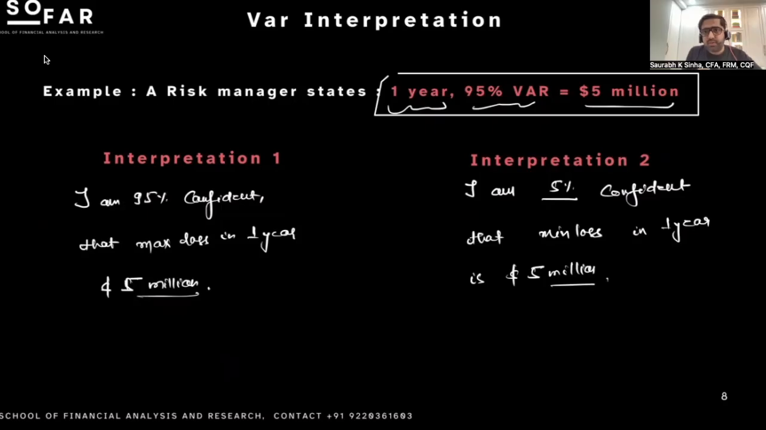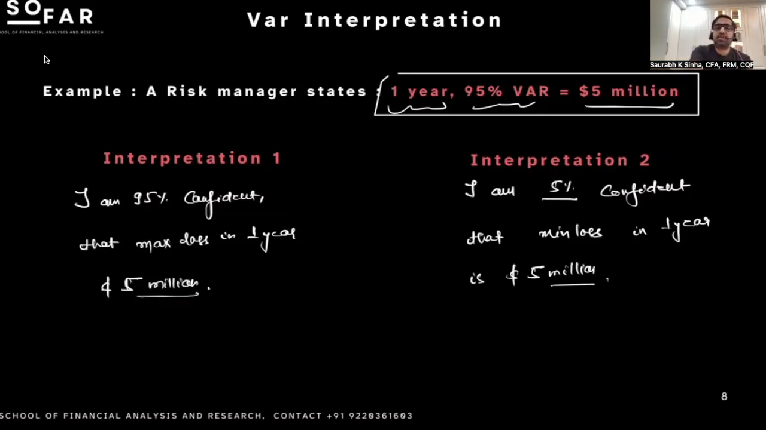I'm trying to develop the intuition. Mathematically, we'll see that and you will understand. But first try to develop the intuition. If I'm saying I'm 95% confident that the maximum loss in 1 year is $5 million, then what about the rest 5%? Oh, in the rest 5%, there is a possibility that the losses may exceed $5 million. So I am 5% confident that the minimum loss in 1 year is $5 million. So I'm also saying that there is a 5% chance that the losses will exceed $5 million. Are the two interpretations clear?